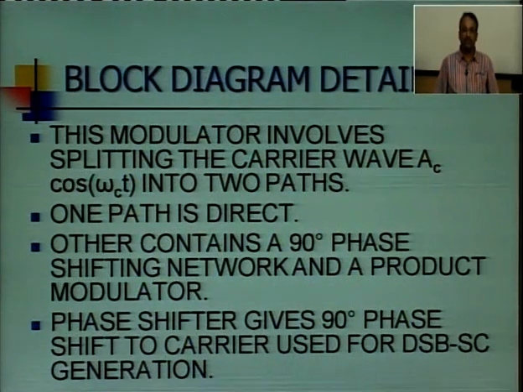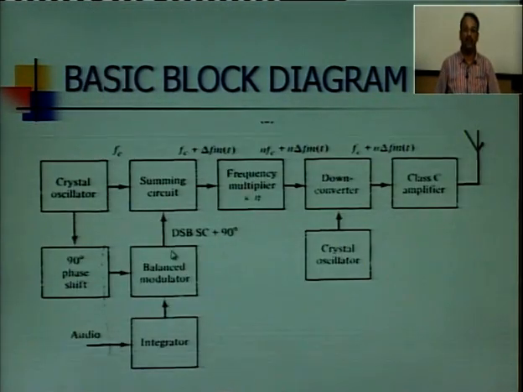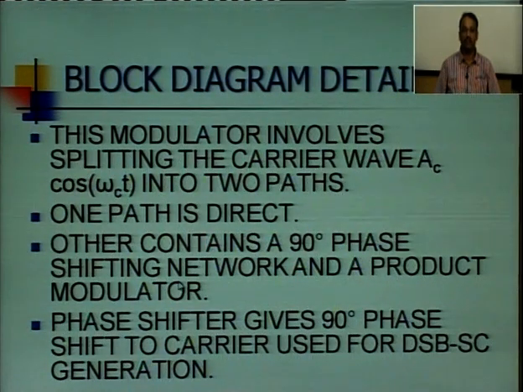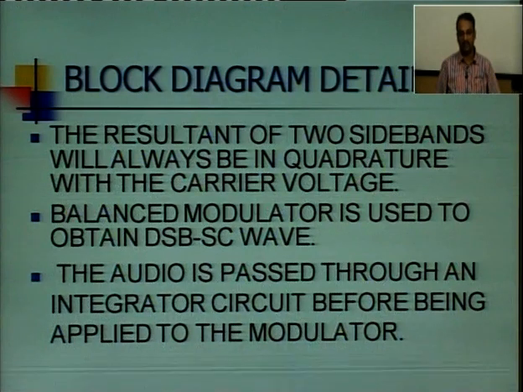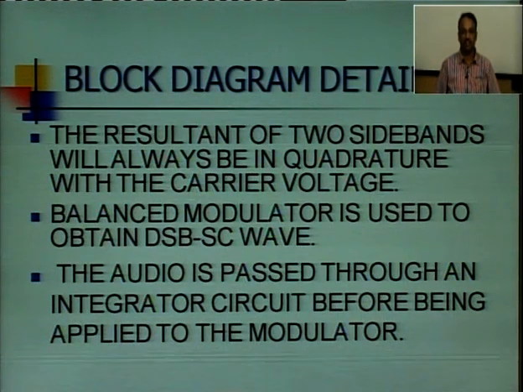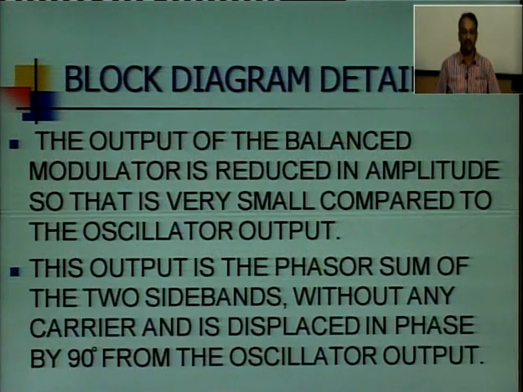This modulator involves splitting the carrier wave into two parts. One path is direct and the other path is through a 90-degree phase shifter and a balanced modulator. The phase shifter gives a 90-degree phase shift to the carrier used for double sideband suppressed carrier generation. The resultant of this is a double sideband suppressed carrier wave and a carrier is added to it. The output of the balanced modulator is reduced in amplitude, so that it is very small compared to the oscillator output.